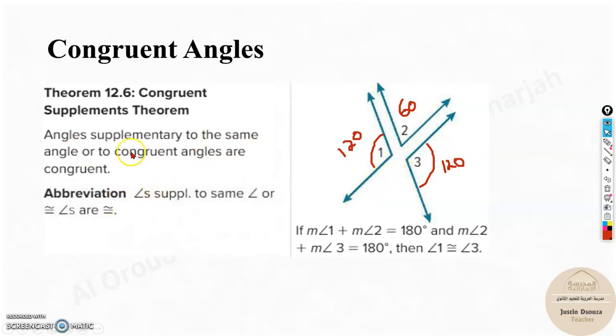Now these are abbreviations. Instead of reading all this, you can see this angle symbol and S means supplementary to same, or you can just read it like angles supplementary to the same angle are congruent. That is what it means. It's just the short form, but anyways, if you understand what it means, that is more than enough.